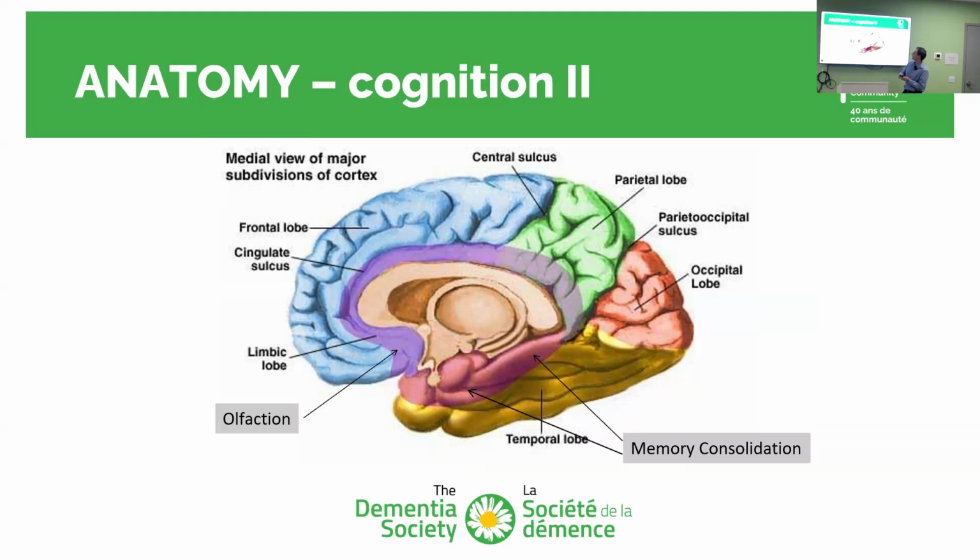Olfaction, our sense of smell, is pretty deep in the brain. And then memory, an important thing we'll be talking about today, and consolidating, taking something that we learn and actually bringing it into our long-term memory so we can remember it at a later date, happens a lot in this middle part of the brain, in the temporal lobe.